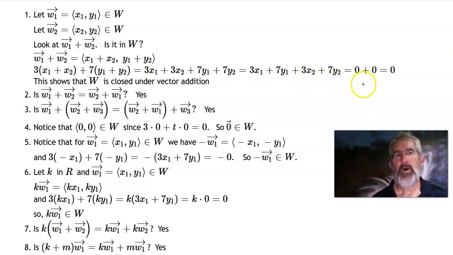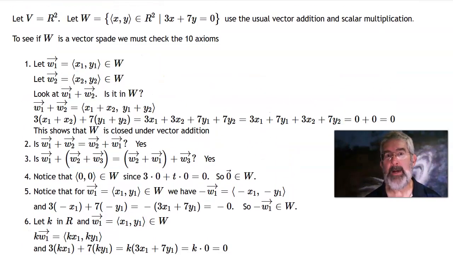How do I know that? Well, I know that because W1 and W2 are in the set W. And if they're in the set W, they must have passed. They must have gotten by the bouncer. So they must have satisfied this condition that 3x plus 7y is equal to 0. So x1, y1 satisfy that condition, which means that adds to 0. And then x2, y2 satisfy that condition, and so they add to 0. And then 0 plus 0 is 0. So the sum of W1 and W2, when plugged into 3 times x plus 7 times y, gave us 0. And sure enough, it's in. So addition is closed. Okay.